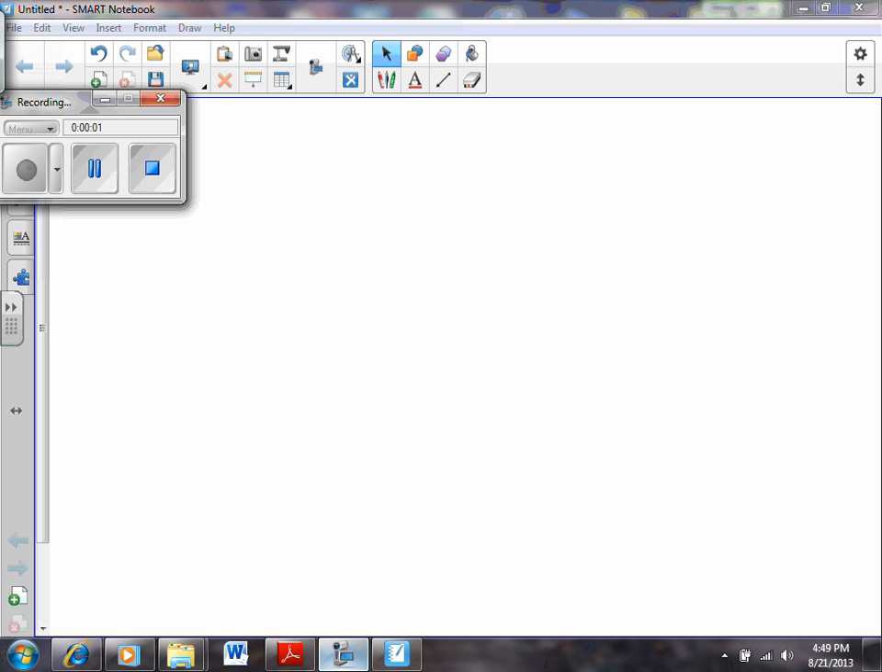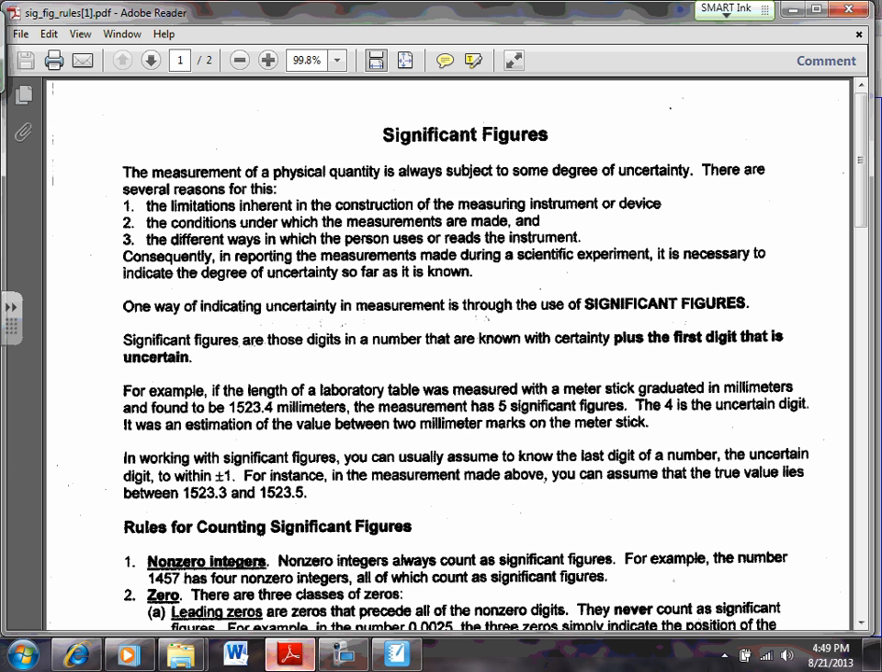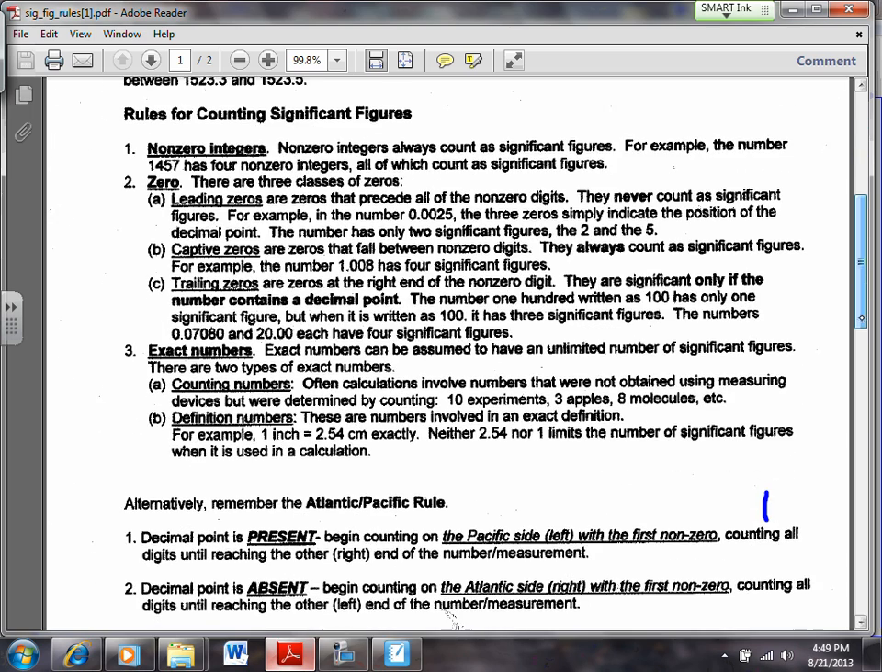Okay, this is for my chemistry students. This is sig figs and how to do your homework. I found another document that I uploaded to Edmodo. It looks like this. It's sig figs. So it gives you different ways to look at sig figs and how to determine whether a zero is significant.